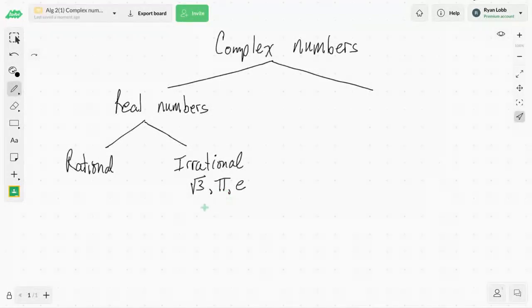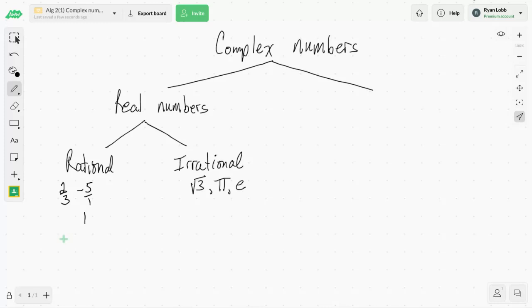As a decimal, if I write square root of 3 or pi or e as a decimal, the decimal point won't terminate, won't repeat. Okay, so those are irrational numbers. Over here, rational numbers would be any number that you can write as a ratio. So 2 over 3 is a rational number. Negative 5 is a rational number, negative 5 over 1. So any number you can write as the ratio of two whole numbers would be rational.